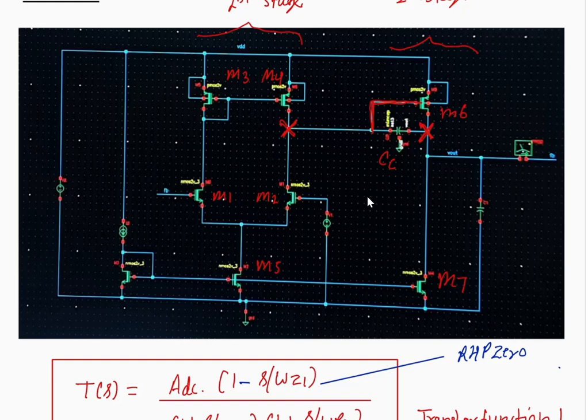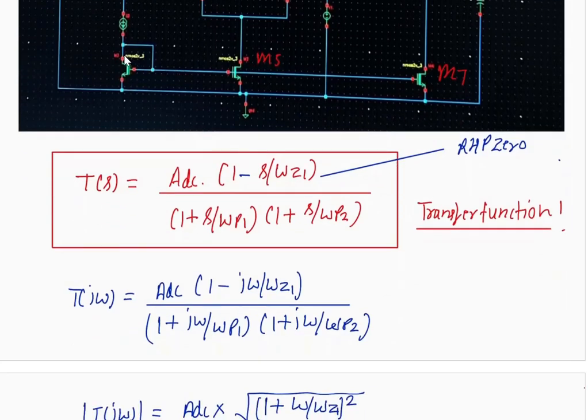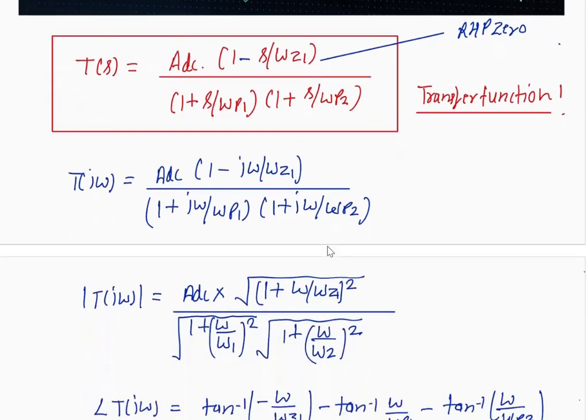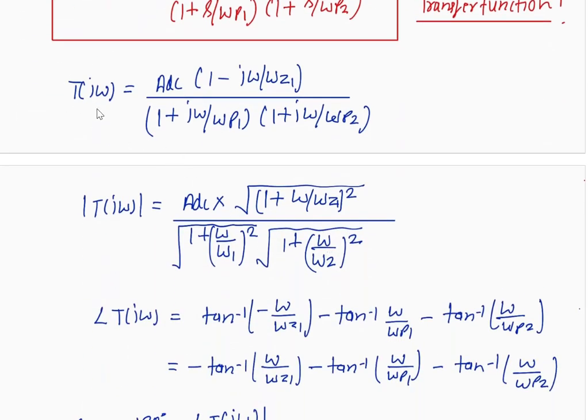So we can write the transfer function for this op-amp. It has two poles and one zero contributed by this Miller cap. We can describe this op-amp by a transfer function as DC gain times (1 minus s by omega z1), since it's a right-side zero, and two left poles. Now we will write it in frequency terms, replacing s by j omega. So A_DC times (1 minus j omega by omega z1), and similarly the pole terms will also come.